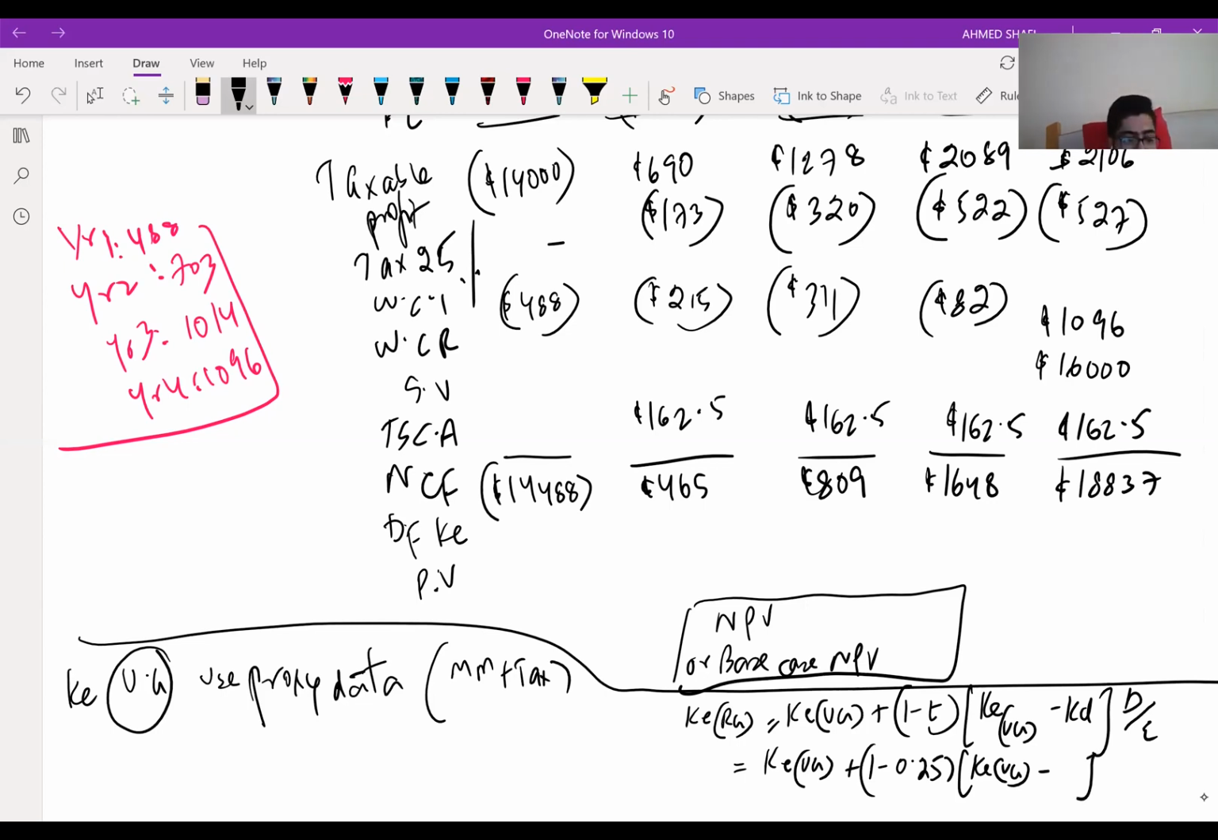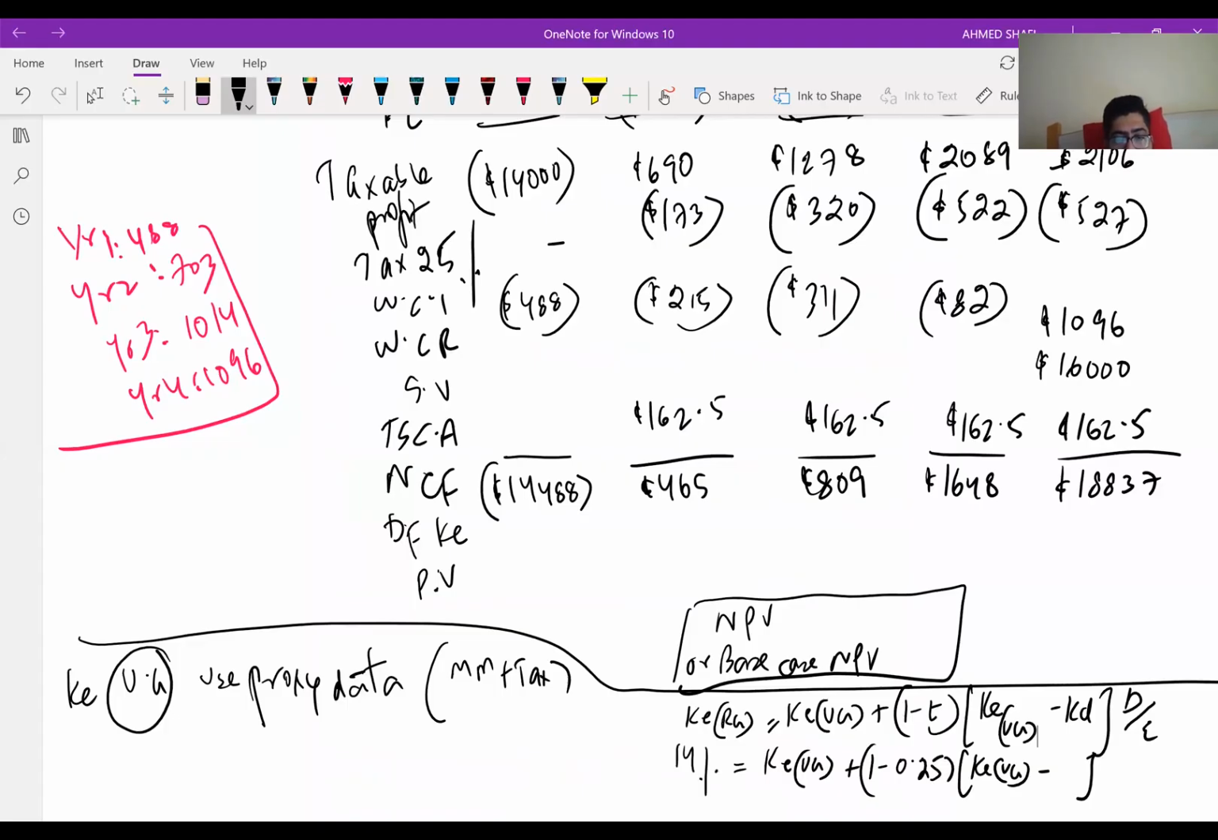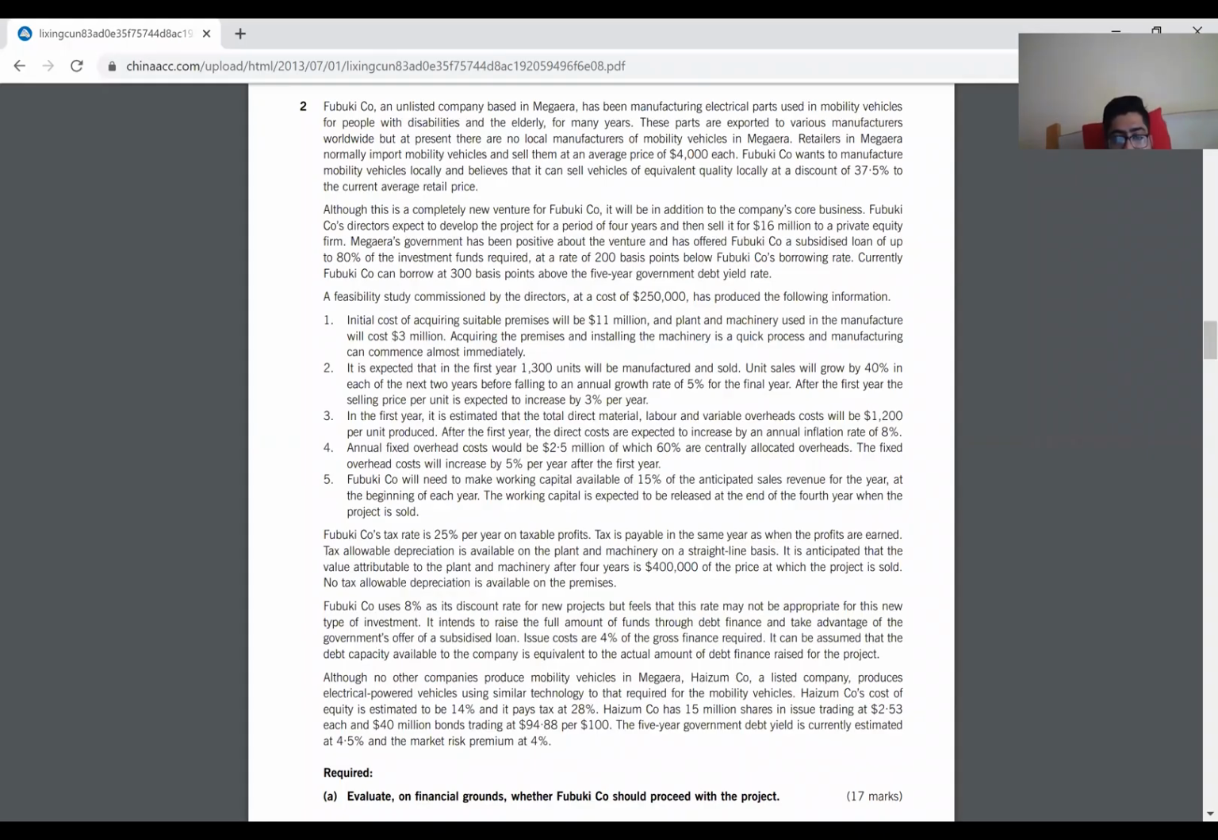So what is the proxy's KE? AFMP company's KE, see in the last paragraph, 14%. AFMP's last paragraph, KD is not given. I told you, you can use RF if KD is not given. RF is 4.5%.